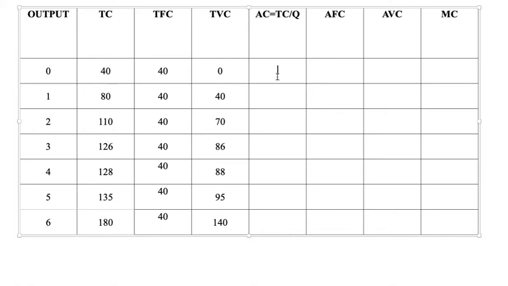So here the total cost is 40. 40 divided by 0 is an error, or I can say infinity, right? So we are going to put a dash here. Then we have again total cost divided by Q. Total cost is 80. 80 divided by 1 is 80.